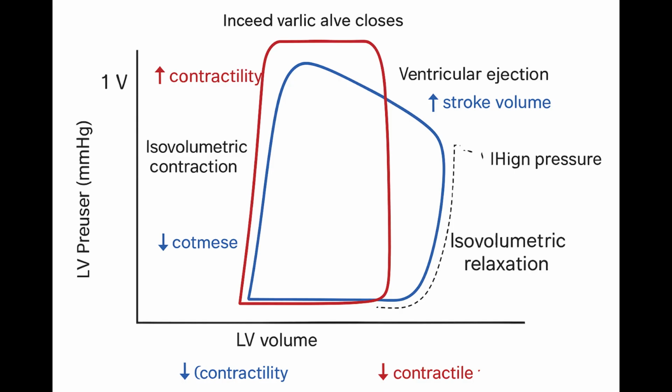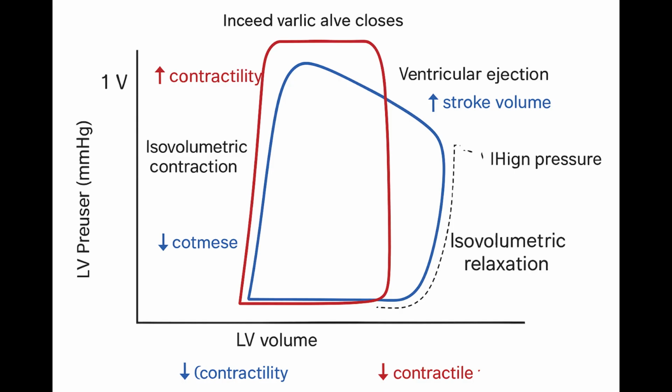Severe hypertension. The loop gets taller, has to generate much higher pressure to open the aortic valve, and critically, it gets narrower. Narrower? Why? Because against that high resistance, it can't eject as much blood. Stroke volume decreases and more blood is left behind, so ESV increases, shifts the left boundary to the right. Taller and narrower. Got it.